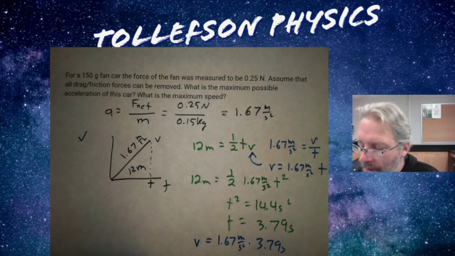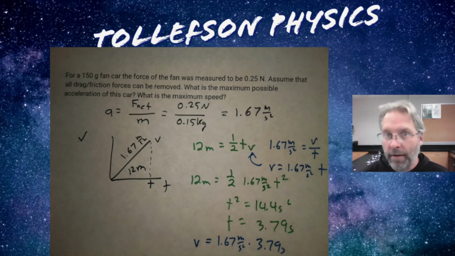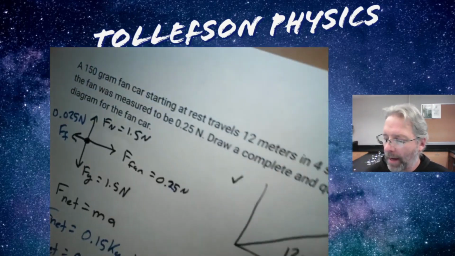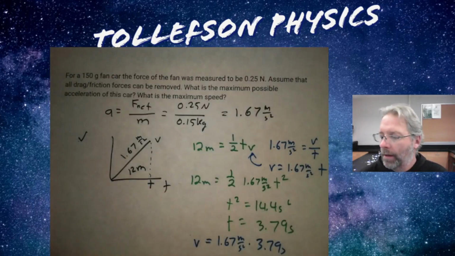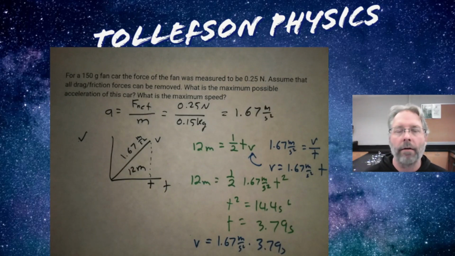6.34 meters per second, which should be faster than it was before. And is it? So before we found out that it was 6. So yeah, good. Higher acceleration leads to a higher velocity.